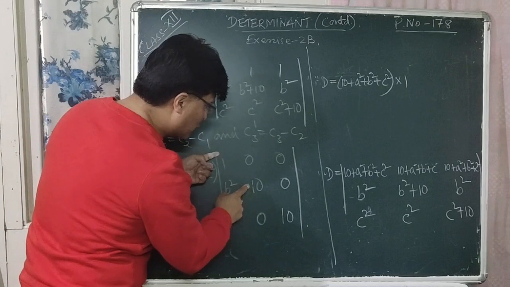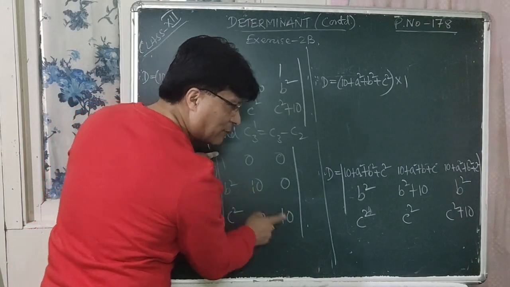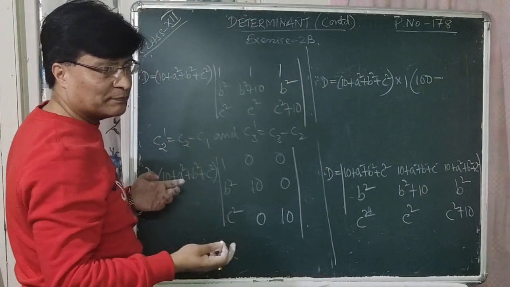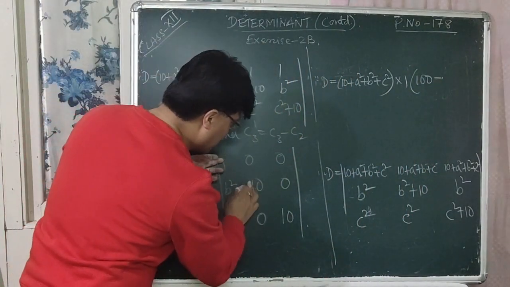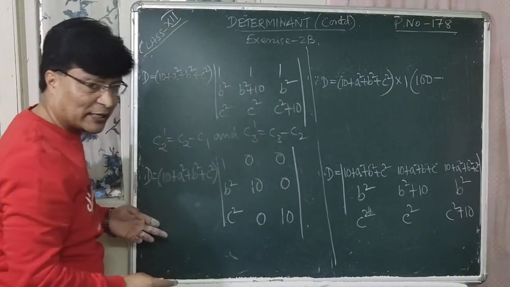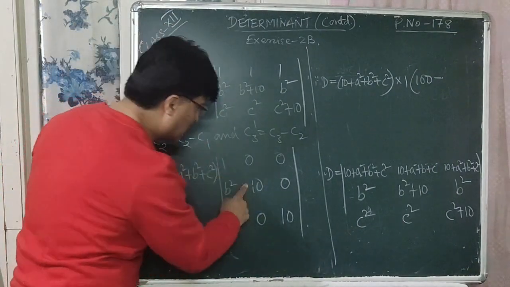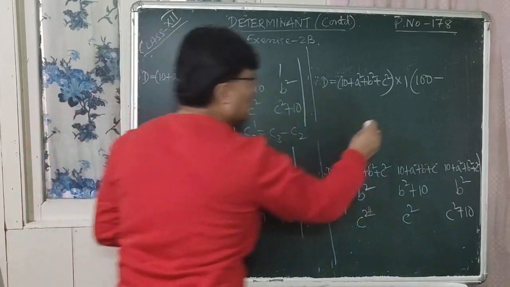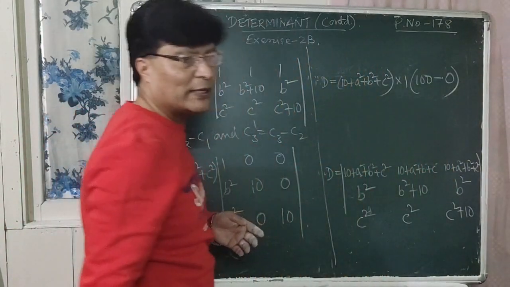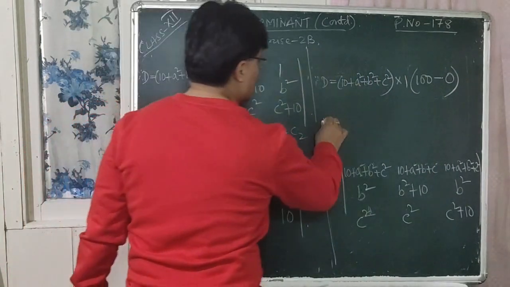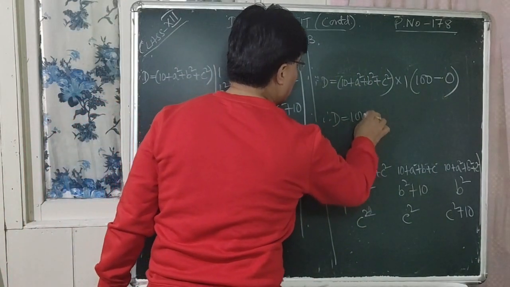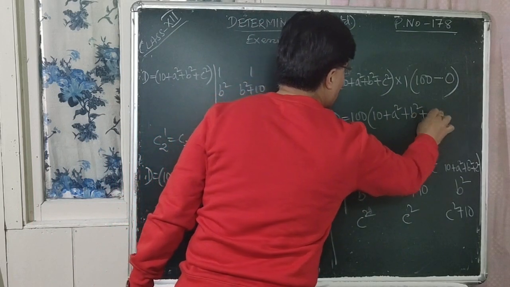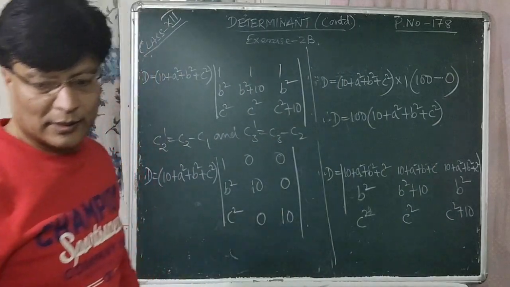Now first of all you have to cross multiply 10 by 10. What is 10 by 10? 100. So it is 100. Be mindful of the minus sign. This is the second order determinant. 10 0 0 10 is the second order determinant. You know how to expand it, isn't it? 10 tens are 100. Minus, now cross multiply this 0 by this 0. So it is 0. What is 100 minus 0? That is 100. So D is equal to 100 within bracket 10 plus A square plus B square plus C square, right?